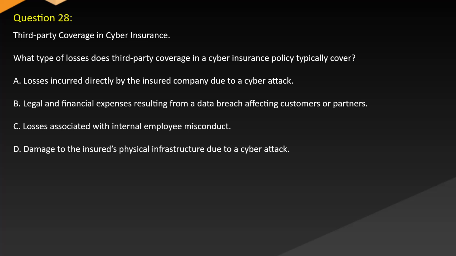Question 28. Third-party coverage in cyber insurance. What type of losses does third-party coverage in a cyber insurance policy typically cover? A. Losses incurred directly by the insured company due to a cyber attack. B. Legal and financial expenses resulting from a data breach affecting customers or partners. C. Losses associated with internal employee misconduct. D. Damage to the insured's physical infrastructure due to a cyber attack.